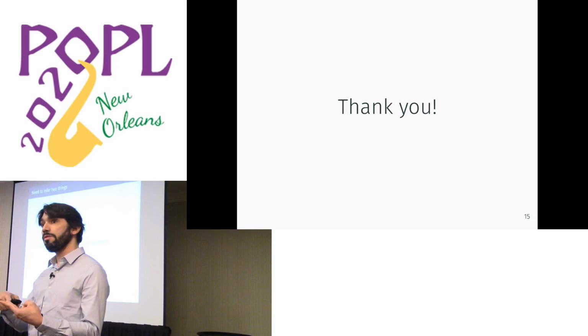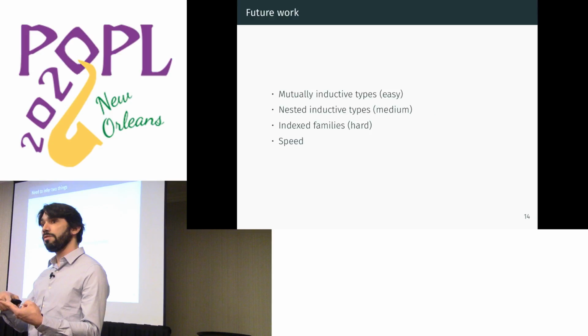Any other questions? I wondered, could you go back a slide, please? If you have an expression type where you can have a list of expressions as an argument, does that fall into the nested inductive types? Yes. And you think that should be possible in the not too distant future?